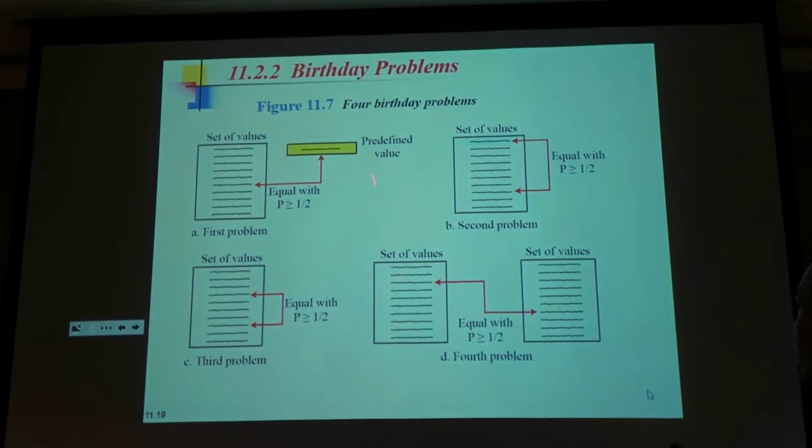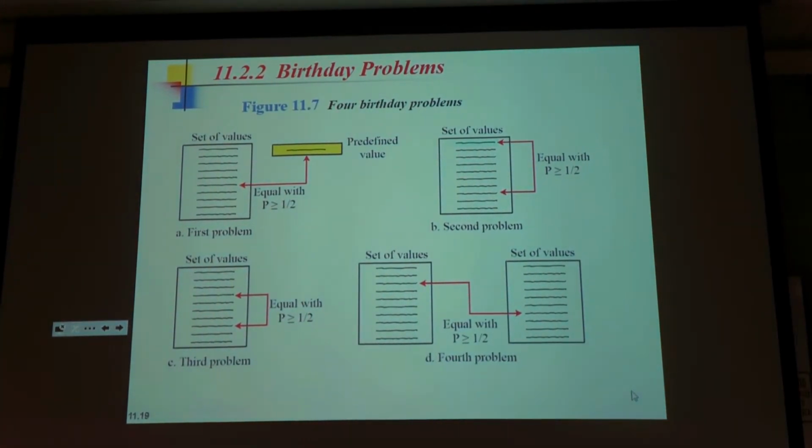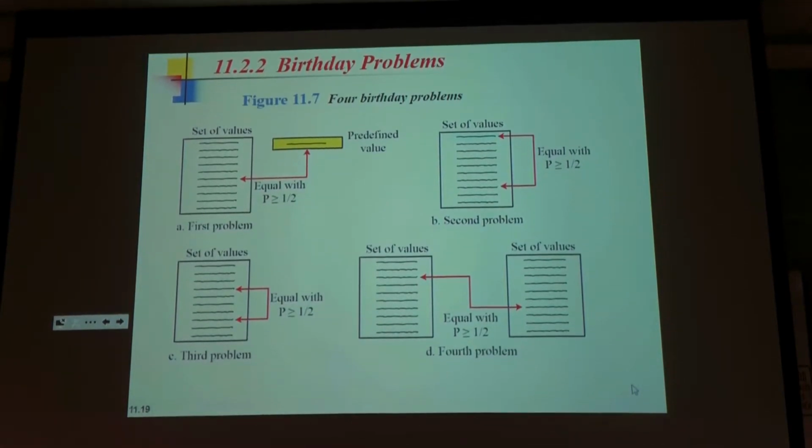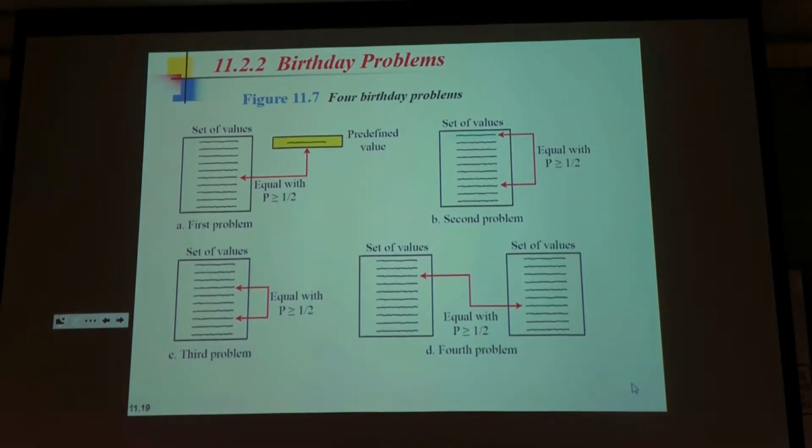So this is a set of students, and there's a predefined value. Problem number 1 says: what is the minimum number k of students in the classroom such that it is likely that at least one student has a predefined birthday? You put a predefined birthday. What is the likelihood of having one student with that same predefined birthday?